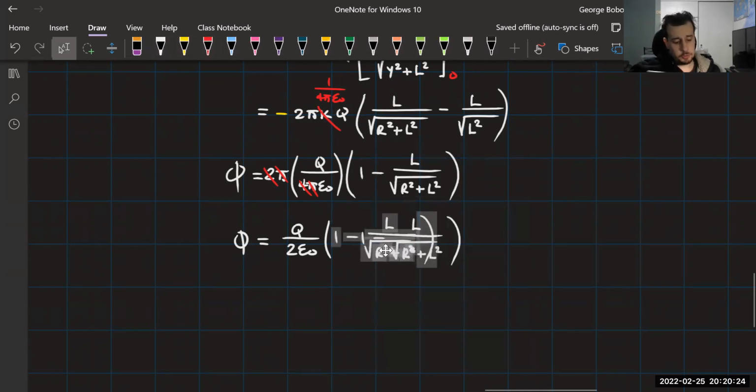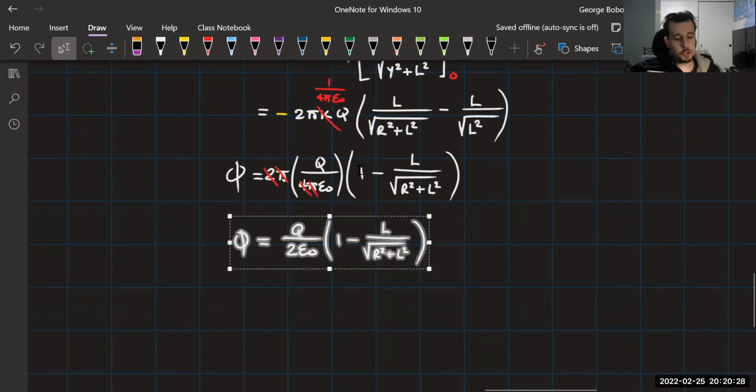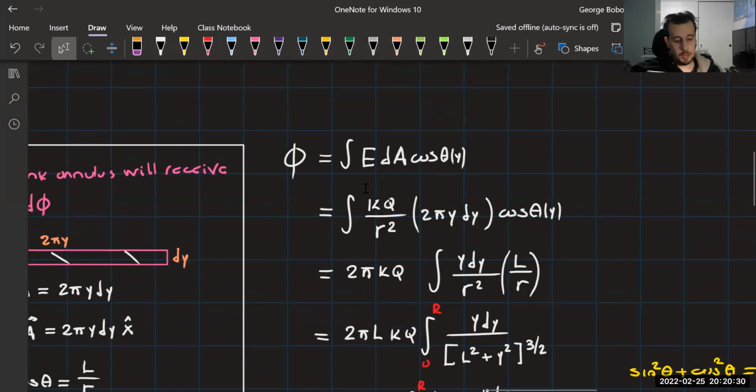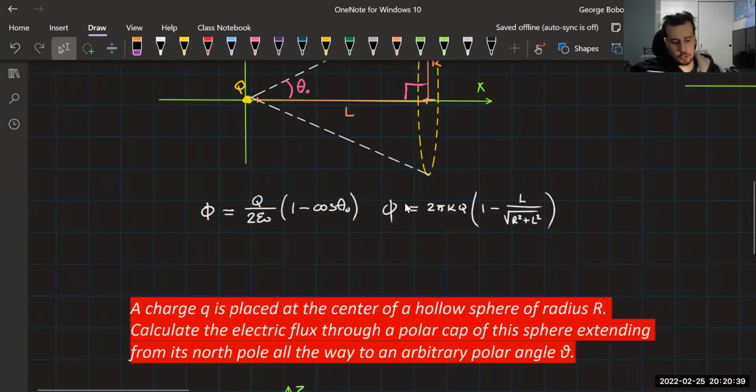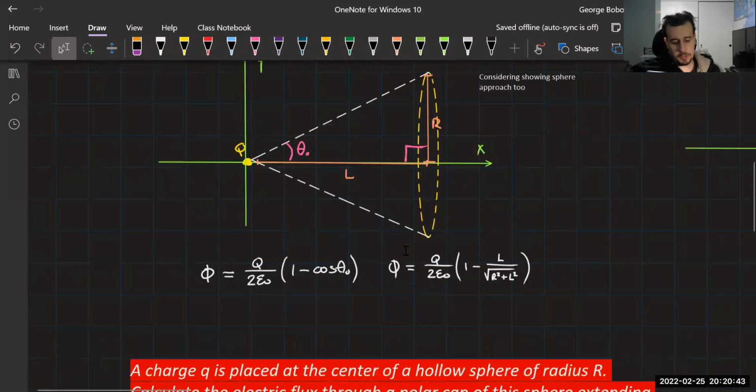Sorry, I didn't want you to get confused with the K, right? But I should have started the electric field up here with 1 over 4 pi epsilon naught. That's on me. Okay, so what do you think? Did anybody come up with what's going on here? Why are they different?